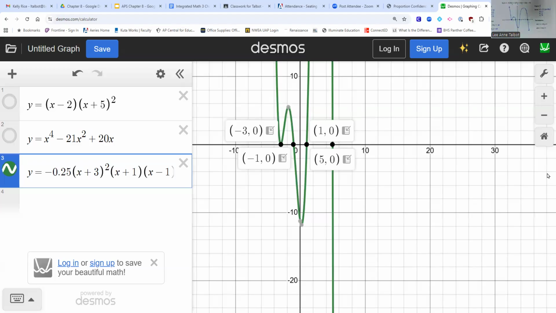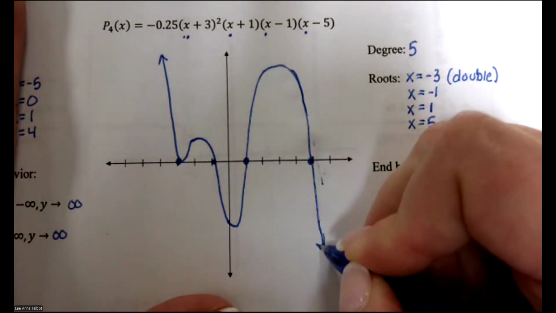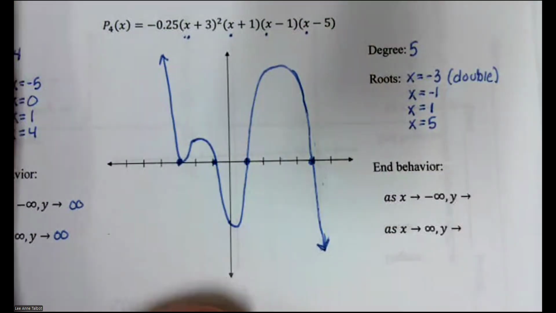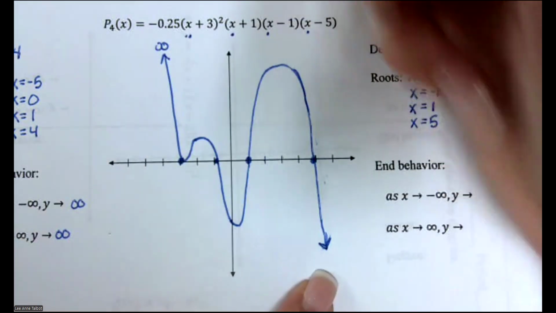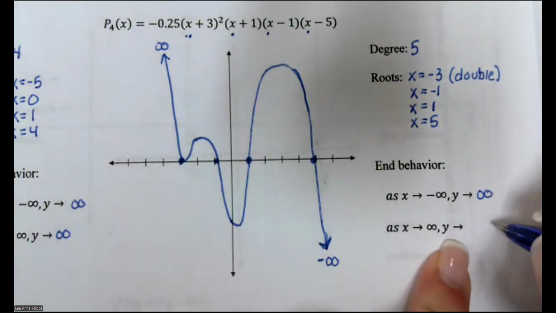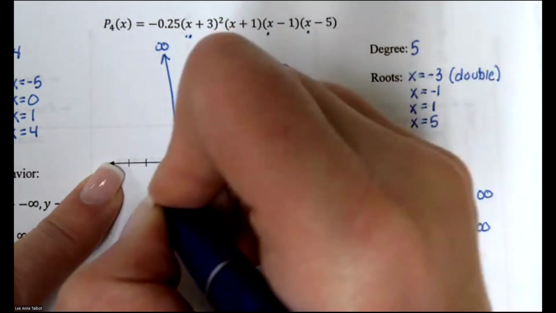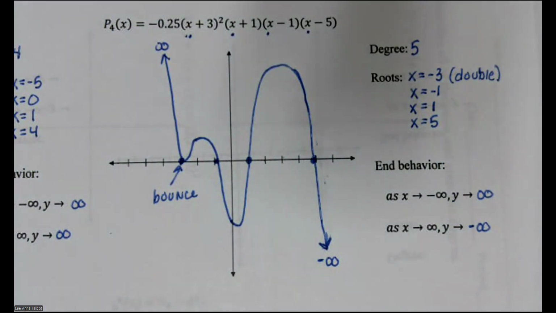Okay, this is not my best work. That's okay. Okay, left arrow is going up, right arrow is going down, left arrow is going up, right arrow is going down, and I want you to label this bounce just so you can see that double root and what happened there.